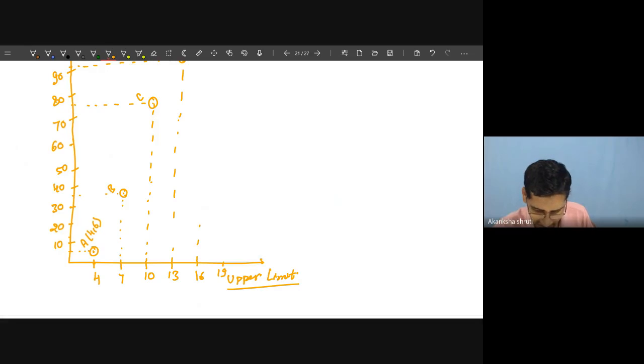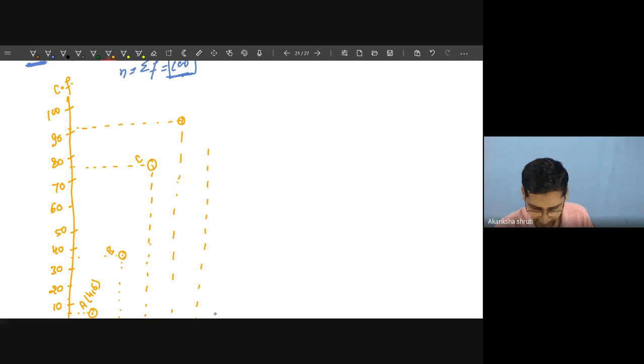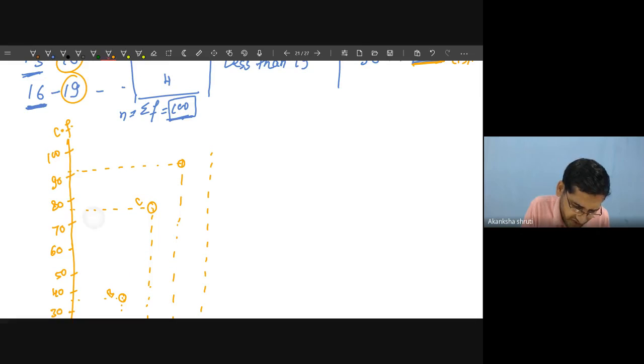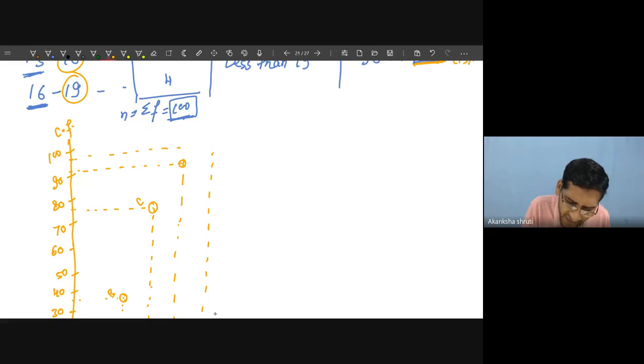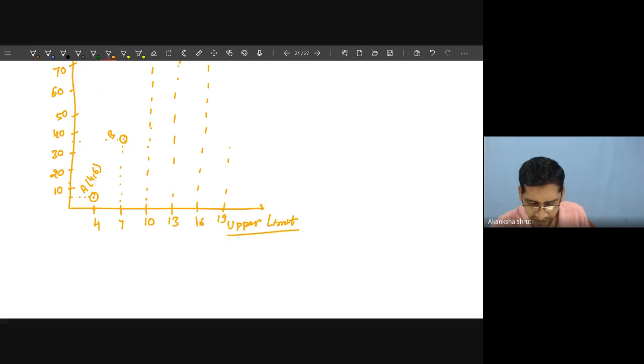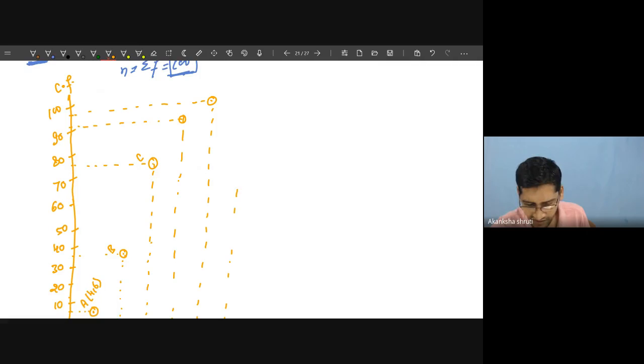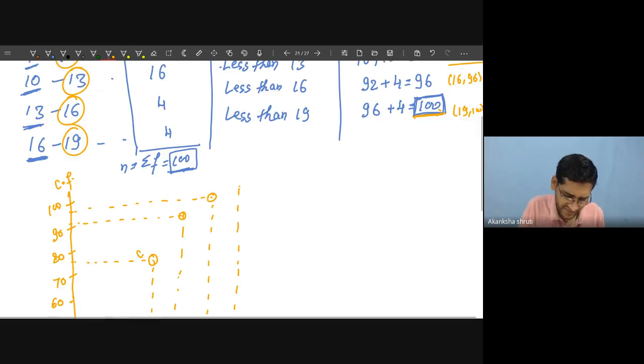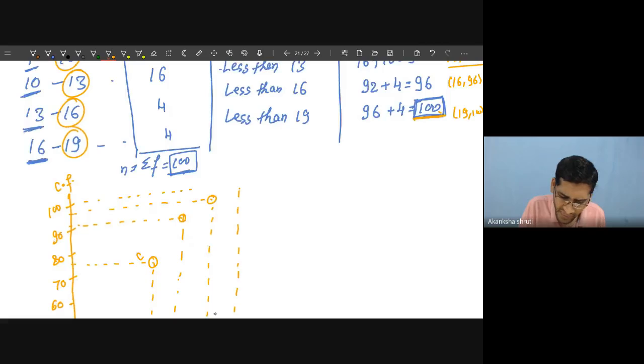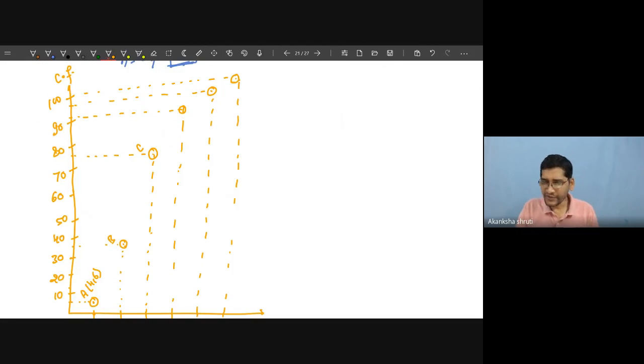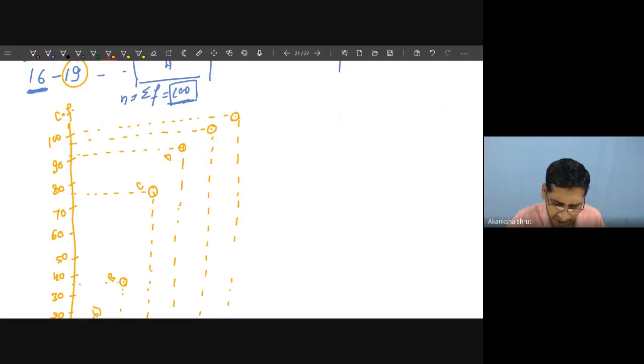The next one is for the 16, we have 96. Do the same thing. 16 is our 96. And here already we are getting 19. It is our 100. Now you have to join this. Whatever the points we have plotted, A, B, C, you may name these as D, E, and F. Okay, students, it is our D, E, F.